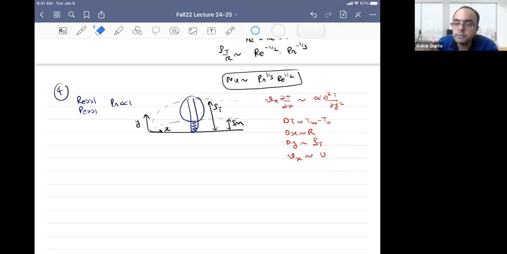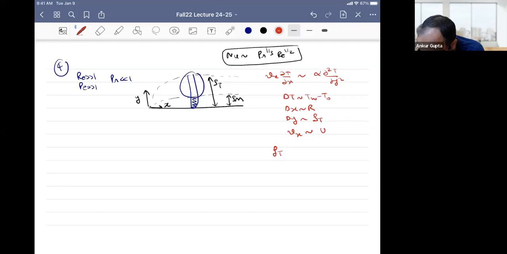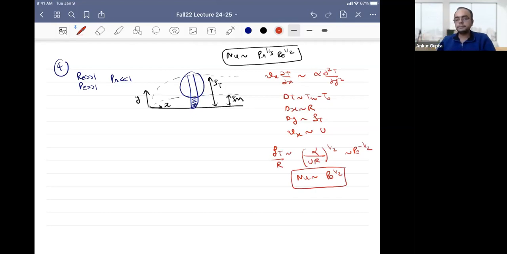You can use that formula if you would like, but that is a little wrong because then you're saying it's larger than u, which is not possible. So you scale this as u, and it's very simple to get this. You will get delta T by R to be u R by alpha to the power of half, or Peclet to the power of minus half, and that means Nusselt becomes Peclet to the power of half. Okay.